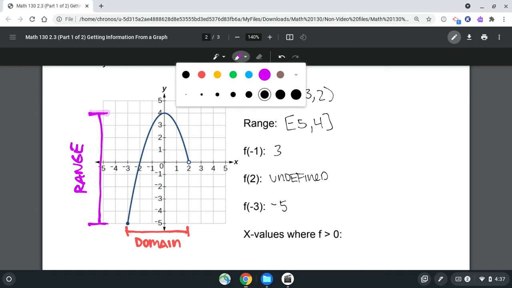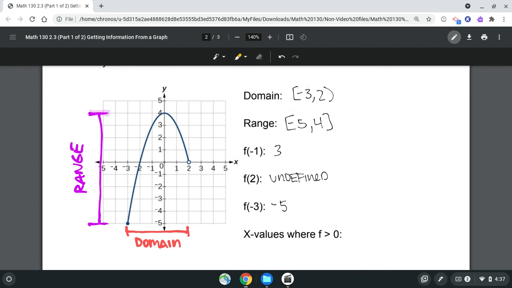Okay, so starting from here, let me get some colors going. All right, so I'll use yellow. We see that this part of the graph is where it is above 0. Okay, so this is the part of the graph that is greater than 0.